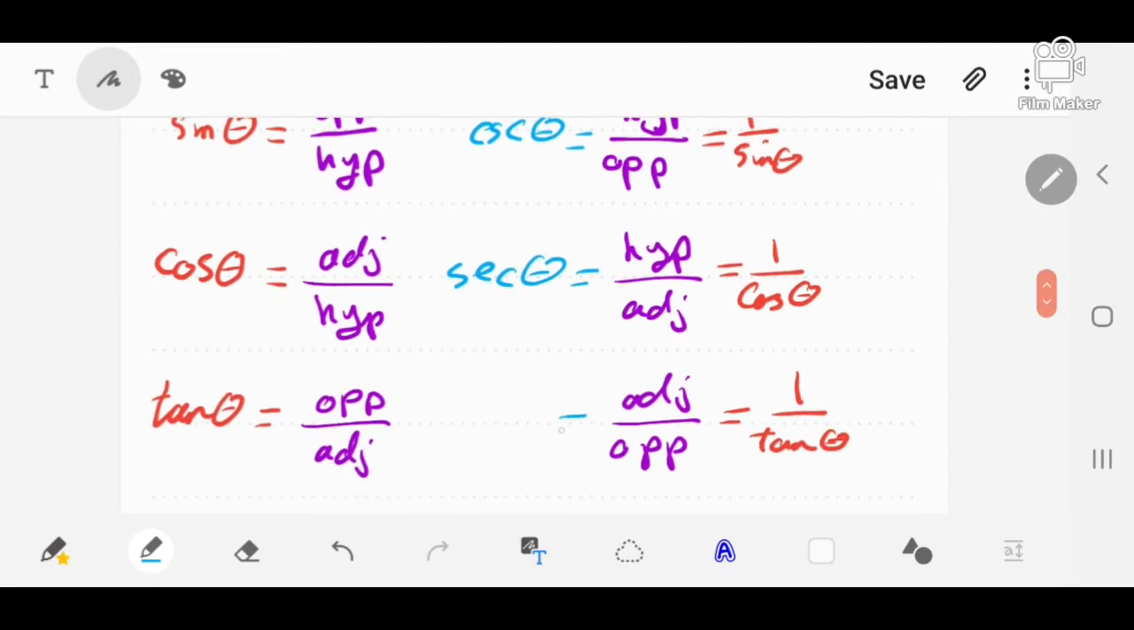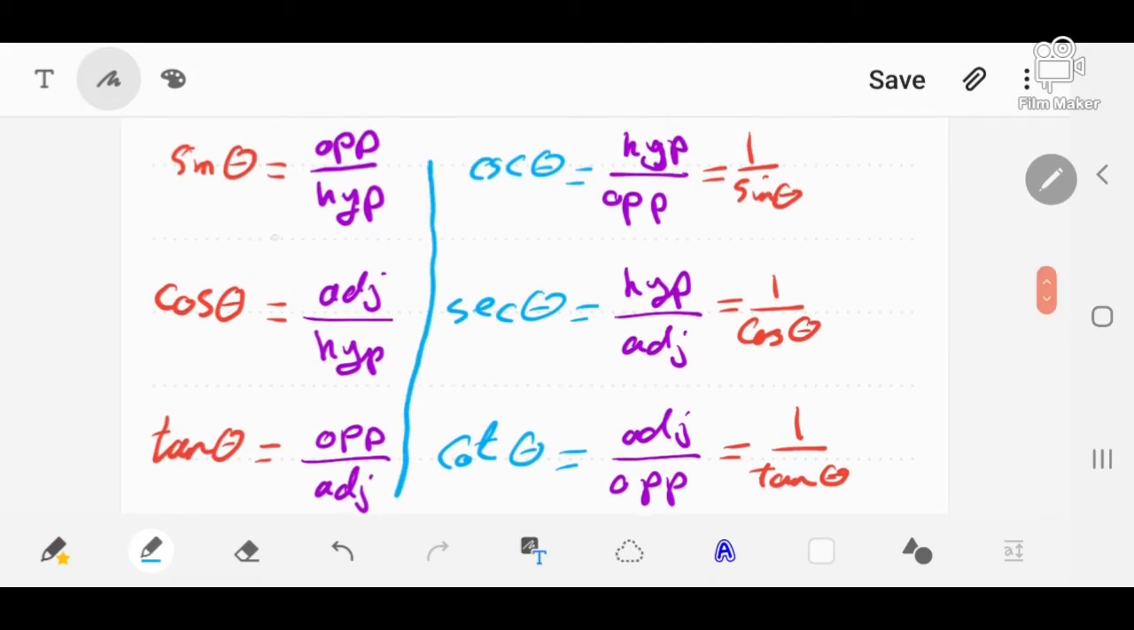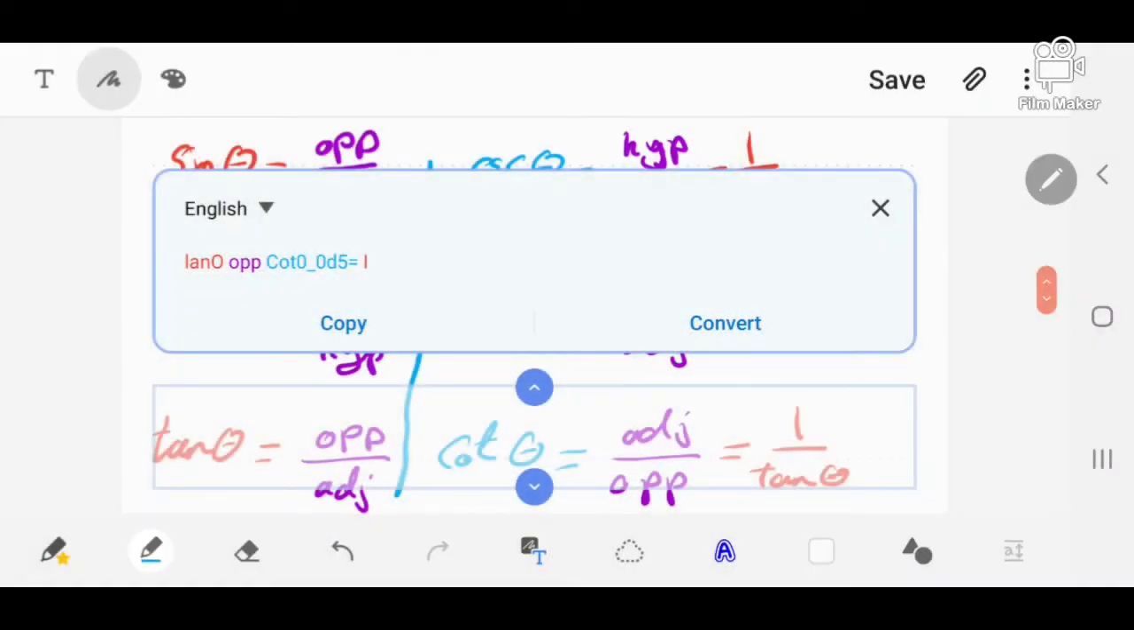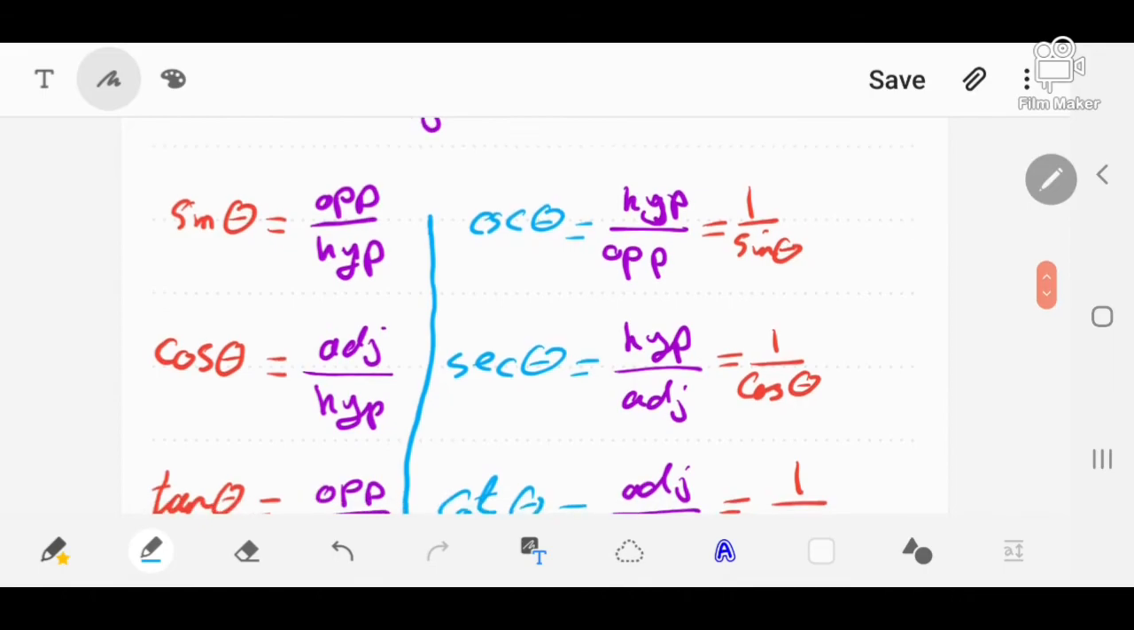So what do we have? We have the ratios between the sides. The ratios between the sides, opposite over hypotenuse will be called sine, adjacent over hypotenuse will be called cosine, opposite over adjacent will be called tan.